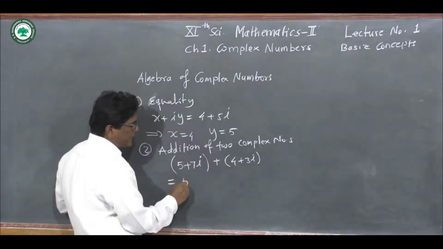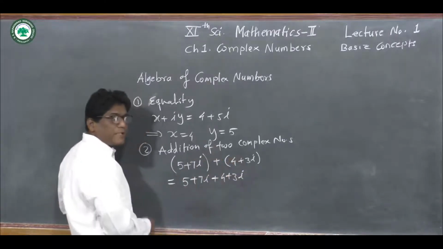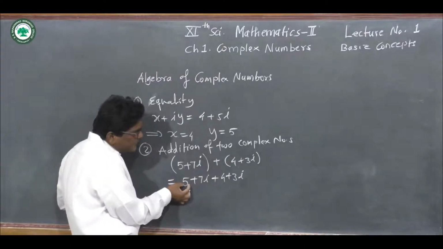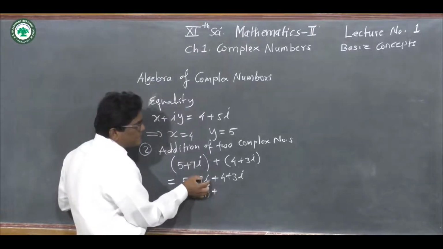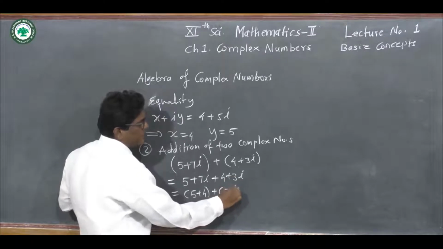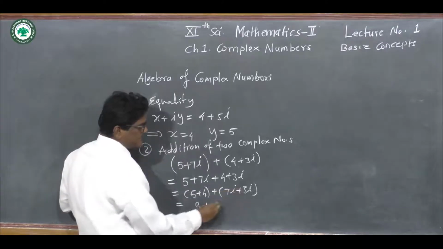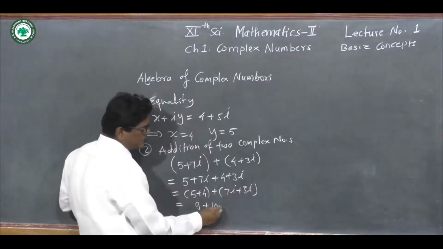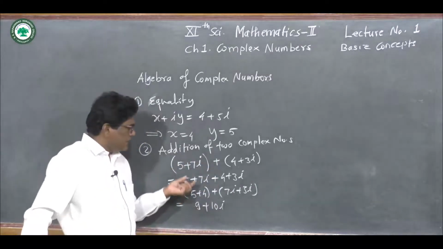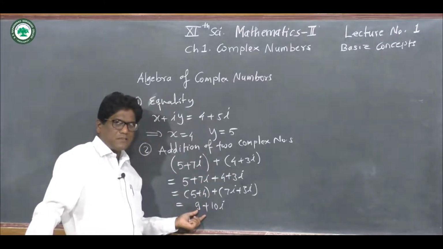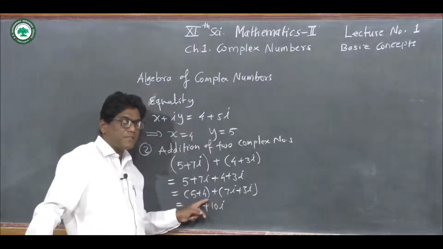Firstly open the brackets, so we get 5 plus 7i and plus 4 plus 3i. We remove the round brackets and now take this real part and this real part, 5 plus 4, plus 7i plus 3i. So 5 plus 4 is 9, plus 7i plus 3i is 10i. So the addition of two complex numbers is again a complex number. Here 9 is the real part and 10 is the imaginary part.